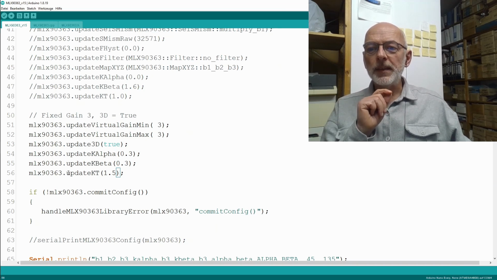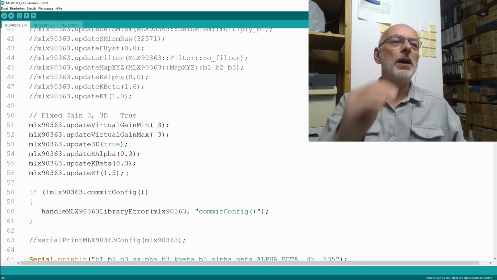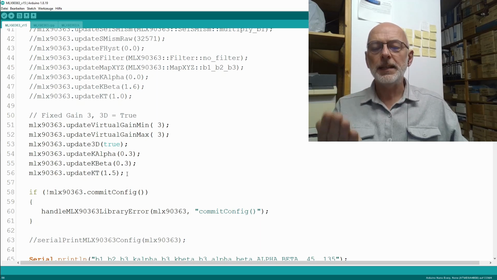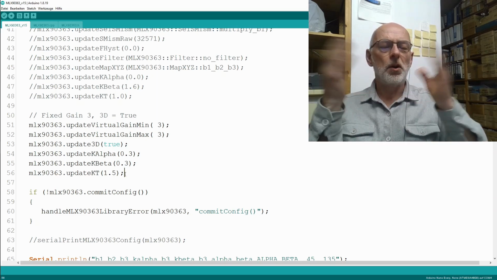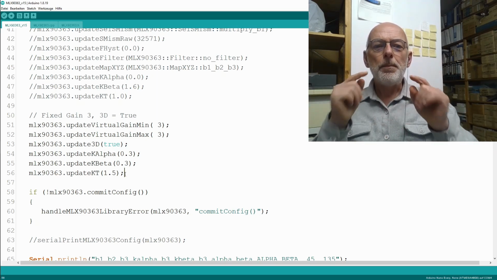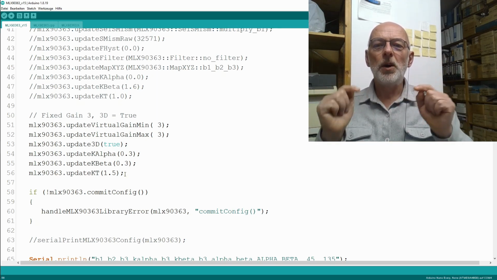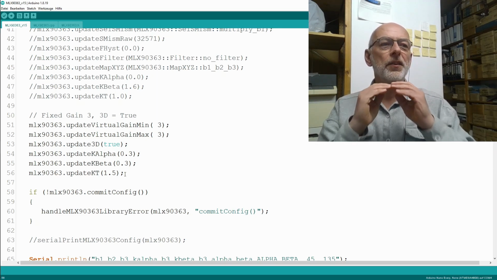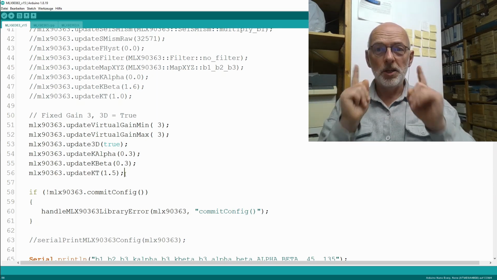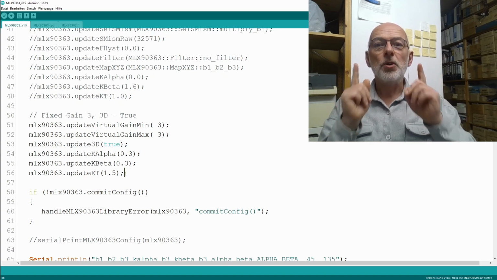I want to test if KT is really used in the formulas as shown in the datasheet. Therefore, I set KT here to 1.5. That will just distort our measurements, of course. But if the angle readings from the chip and the ones we calculate in our own code are still the same, then we at least know that the formulas given in the datasheet are correct.